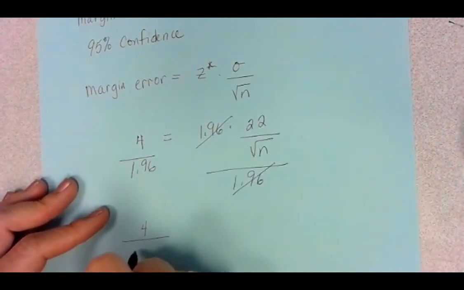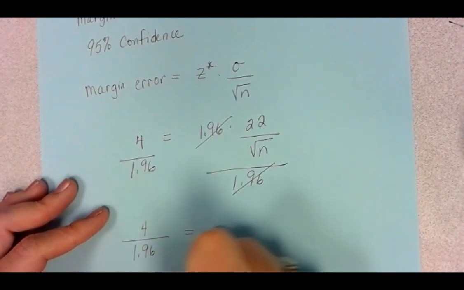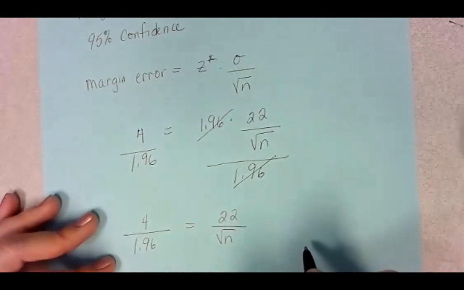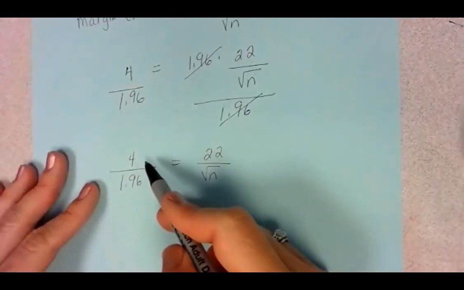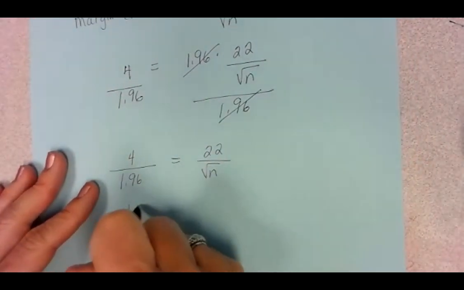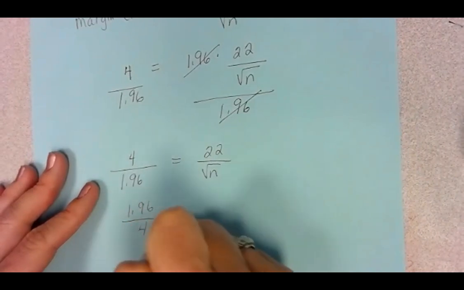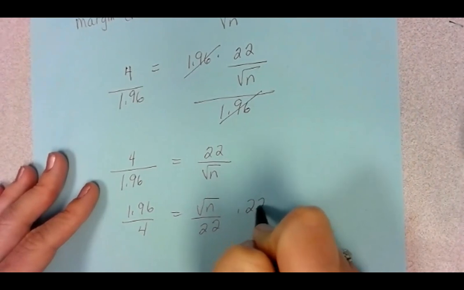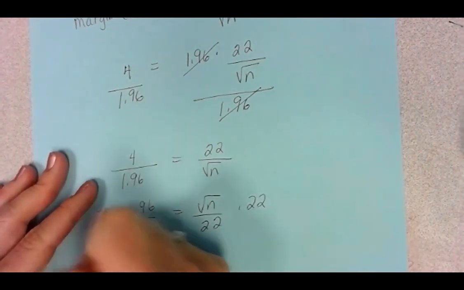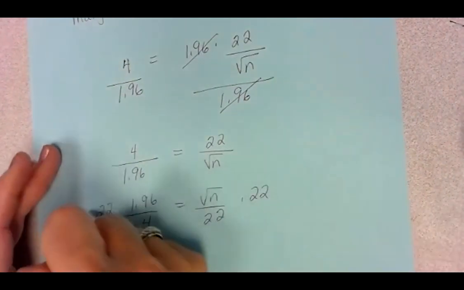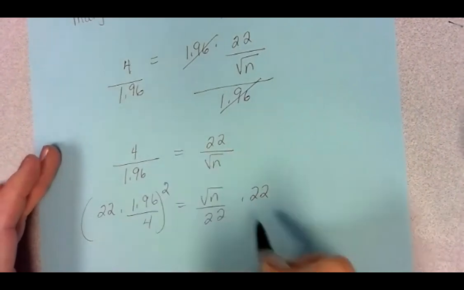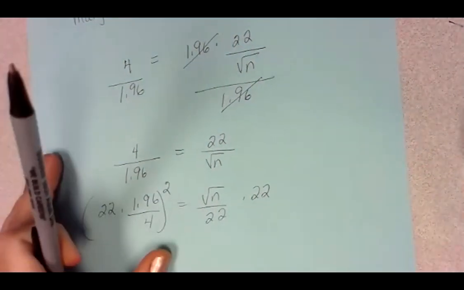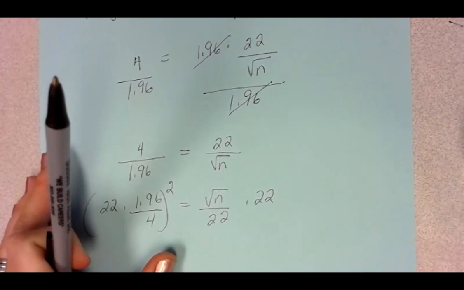So we have 4 divided by 1.96. Okay. Now I can go ahead and invert both sides, multiply both sides by 22, and then I can square both sides, and that should give me my n. Let's go ahead and do that.